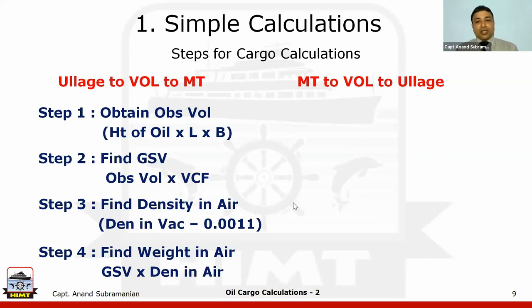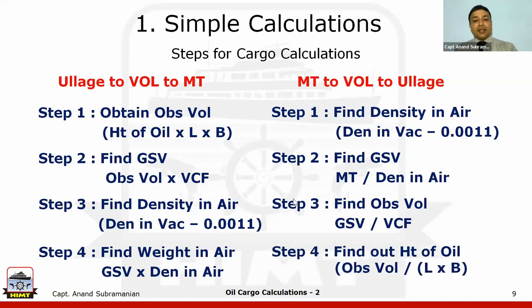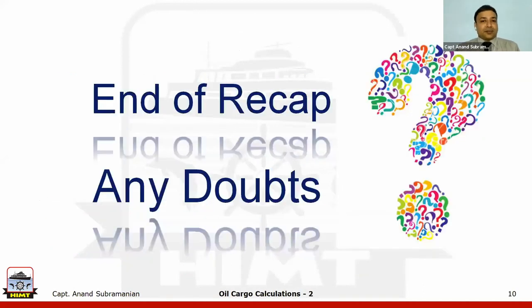So the next 4 steps are basically in case you want to go reverse. That means in case I want to go from the weight in air to volume. That is what this reverse process is. It is required in case we know the quantity of the cargo to be carried. Let's say, like your stowage plan, we decide to carry a certain amount of metric tons in the tank. How to get the observed ullage? That's what the second step is for. That's only for your information. We won't be using it right now.